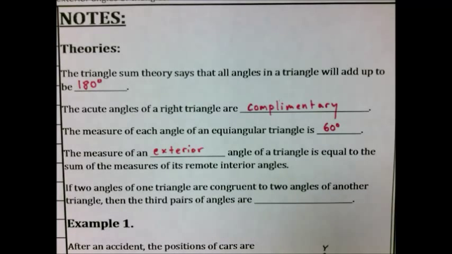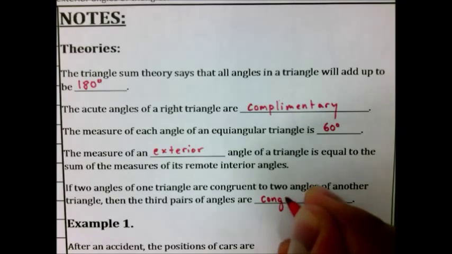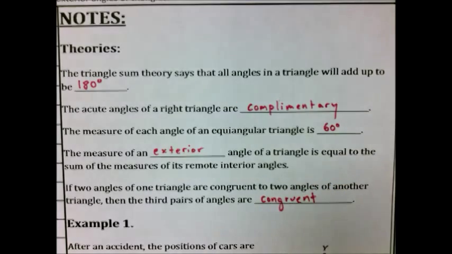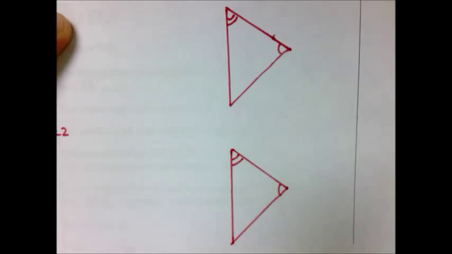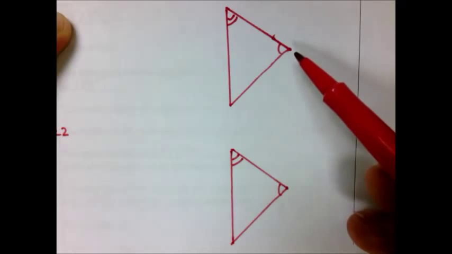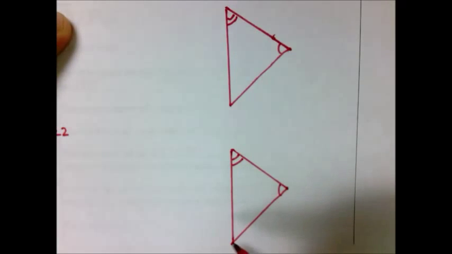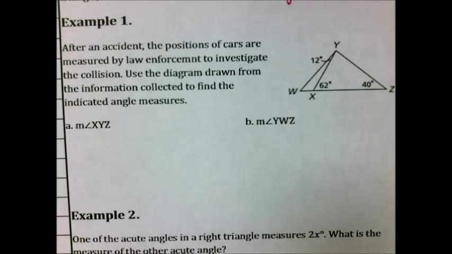Last one, it says if two angles of one triangle are congruent to two angles of another triangle, then the third pairs of angles are congruent. We have two triangles here. We're given that these two angles are congruent. We're also given that these two angles are congruent, and if that is true, then this third set of angles, this one and this one, must also be congruent.